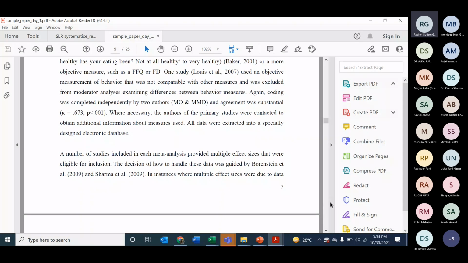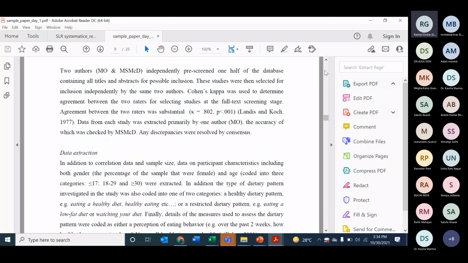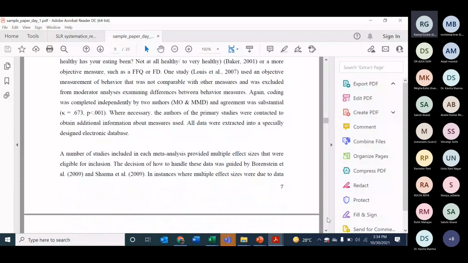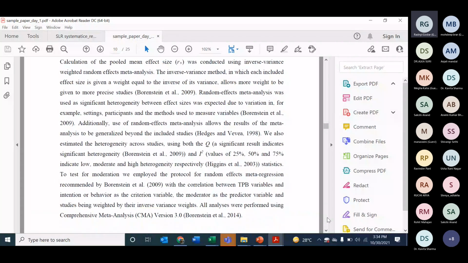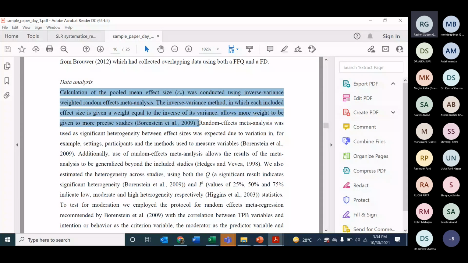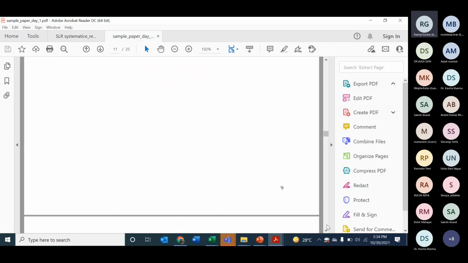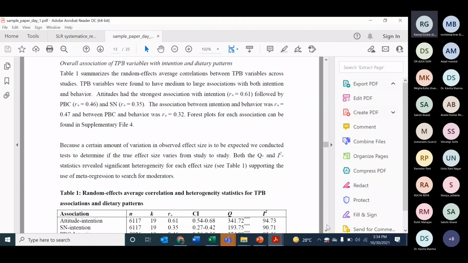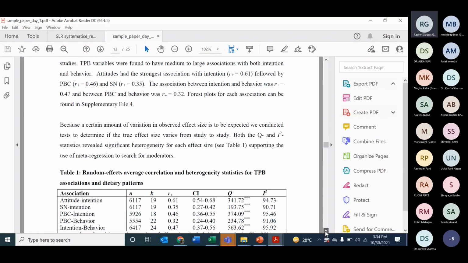The little variation that is there: data extraction, that also was there yesterday, I'm not repeating it. The analysis part is something that, just see, he says, I calculated the pooled effect size by so and so method, and he cites Borenstein et al. 2009. So he's telling which formulas he has used for calculating the effect size. Further, let's come to the PRISMA, and this is the table that we are working on.